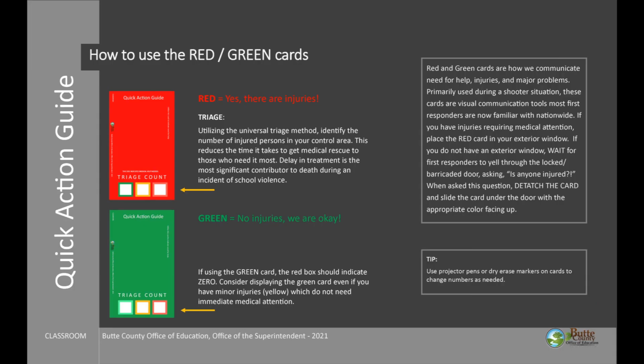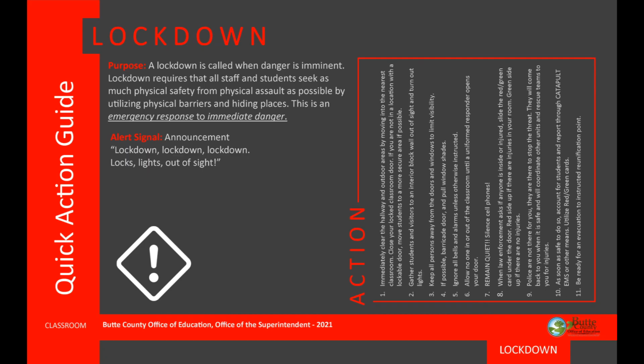When law enforcement asks if anyone inside is injured, this is when you slide your red or green card under the door. Red side up if you have injuries in your room. Green side up if there are no injuries. It's important to remember, police are not there for you. They are there to stop the threat. They will come back when it's safe and will coordinate other units and rescue teams to get to you for injuries. As soon as safe to do so, account for your students and report them through Catapult EMS or other means. Utilize your red and green cards.